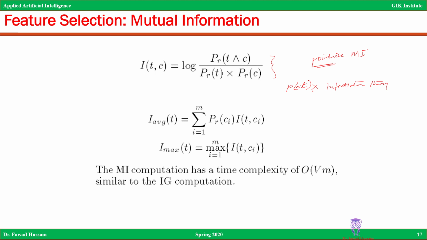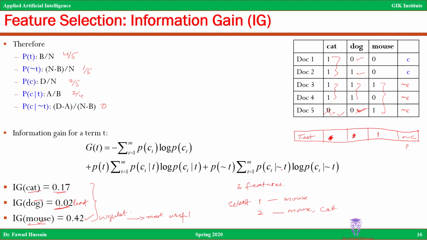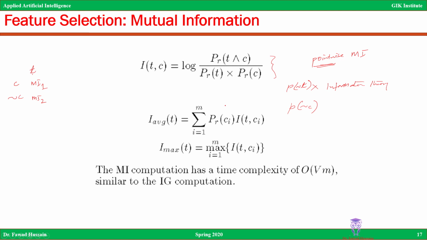So what we can do is that for a term T, you can calculate the point wise mutual information, because not T is not there and probability of not C is also not there. So you can calculate independently the mutual information between T and C, and then between T and not C. So you have two values, the first mutual information value and the second mutual information value. In the case of information gain, we had C and T and not T and all the C's, so when I did the sum, M was the number of classes, so it automatically contains the not C. Here I don't have a summation, so there is no not C. So I have to calculate the mutual information between T and C, and then between T and not C. I'm going to have two different values.